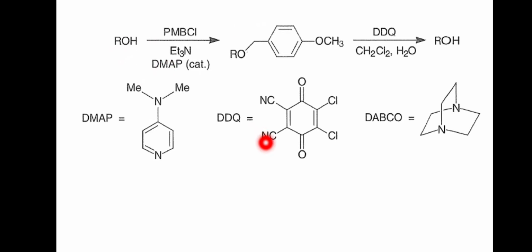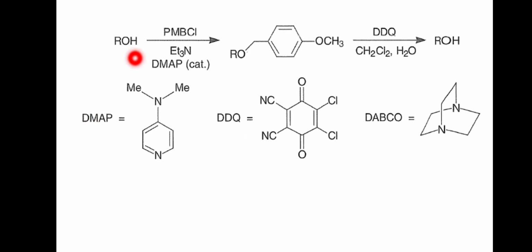So now we'll see some examples. The alcohol is protected using PMB chloride, triethylamine is used as a base, and DMAP is used as a catalyst. So you get the protected PMB ether. Then you do deprotection using DDQ. This is the structure of DDQ. D stands for dichloro, dicyano and quinone. This is DDQ, used for the deprotection of the PMB group.